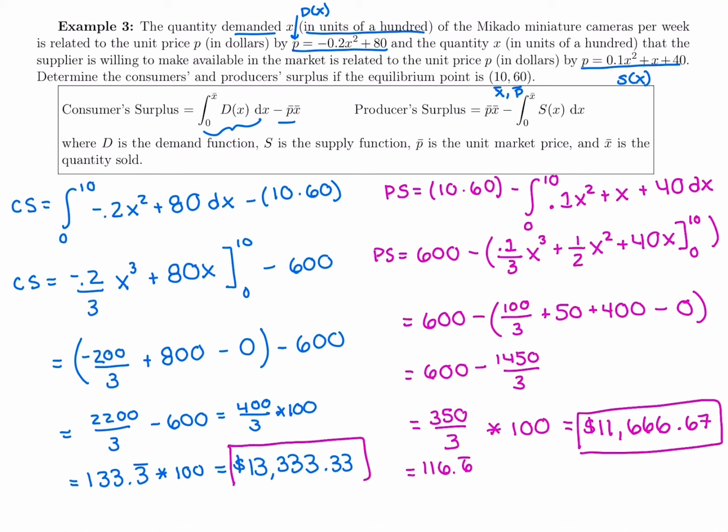So the consumers are feeling good. They all feel like they saved a decent amount of money, but then on the producer side, they're still making out just fine. They're making above the minimum amount that they would have accepted by $11,000, almost $700.